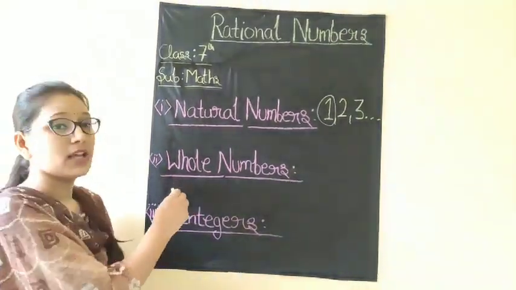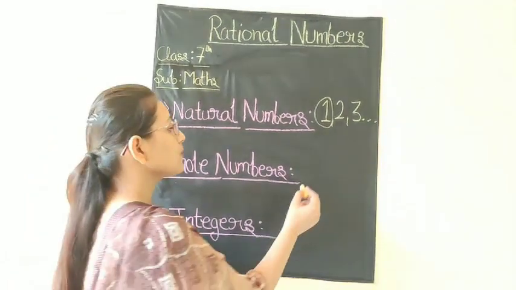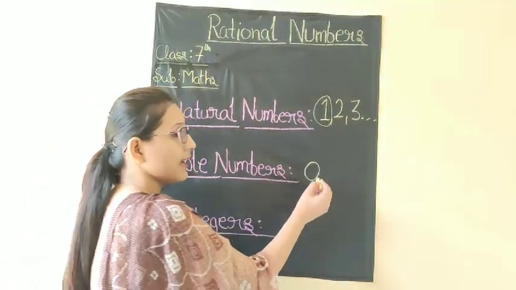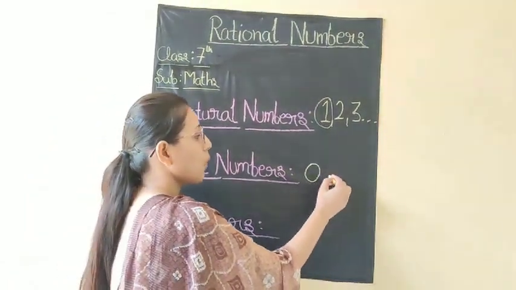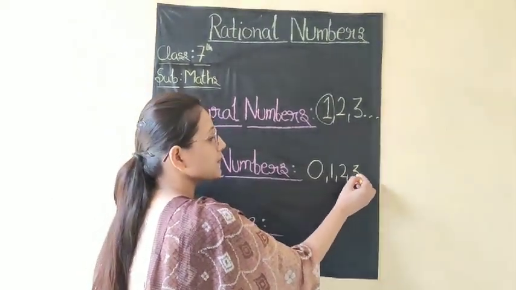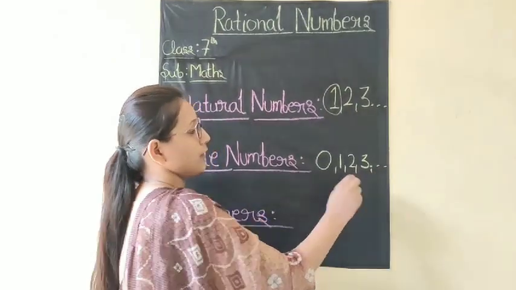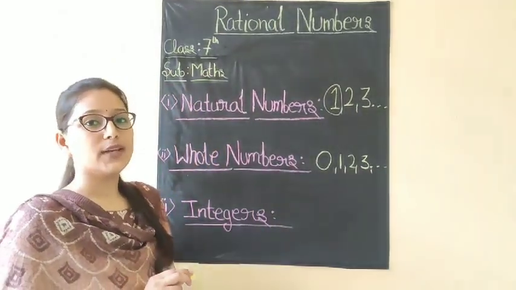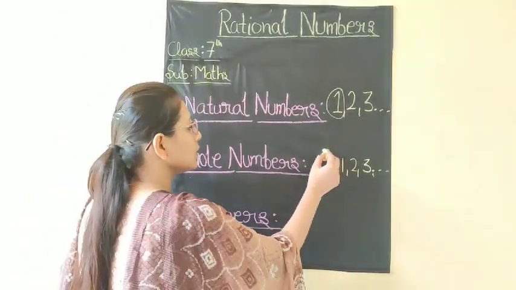Whole numbers. Whole numbers start from 0, like 0, 1, 2 and 3 and so on. And the smallest whole number is 0.